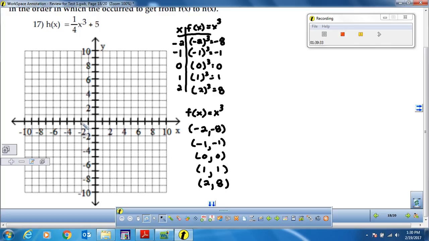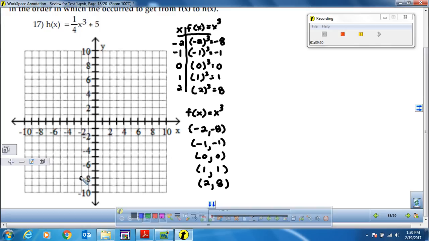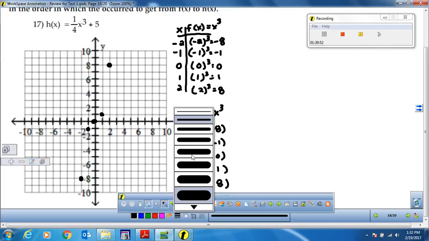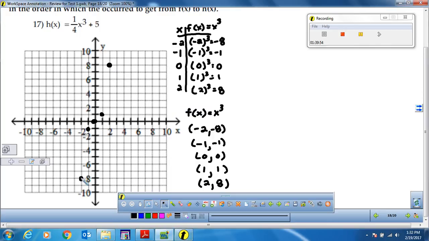Alright, so I'm going to graph that one just to have it already here. So (-2, -8) is here. (-1, -1), (0, 0), (1, 1), and (2, 8). And this is going to be the graph of the function f of x. Remember, it's going to be a little bit slanted right here, and then it's going to slant more, and then it's going to go slightly slanting as it goes this way. So it is this shape right here. This is the graph of f of x equals x cubed.